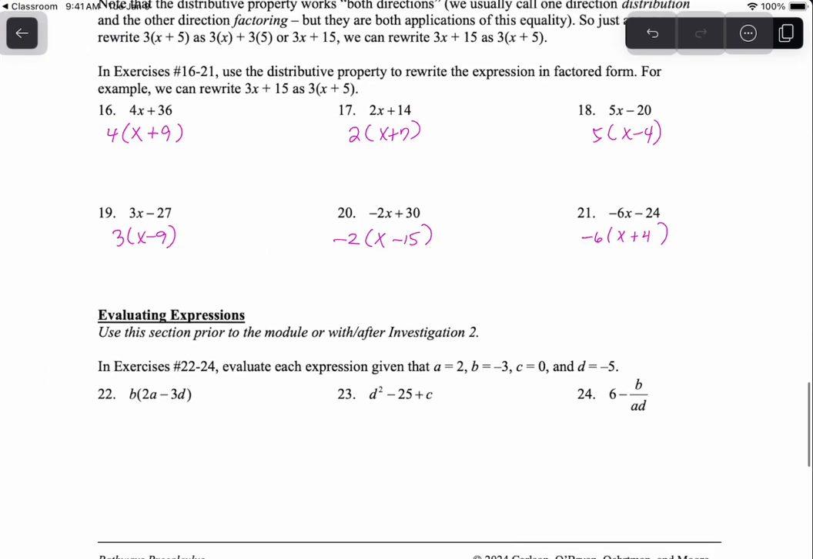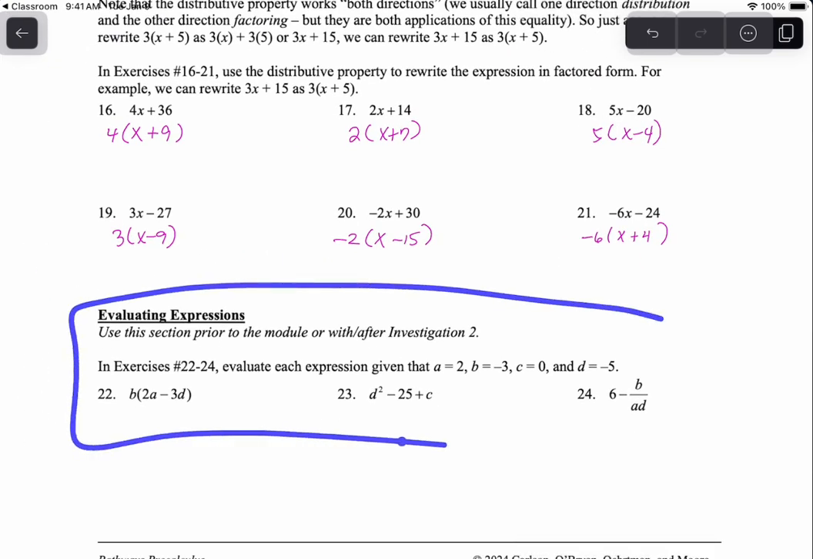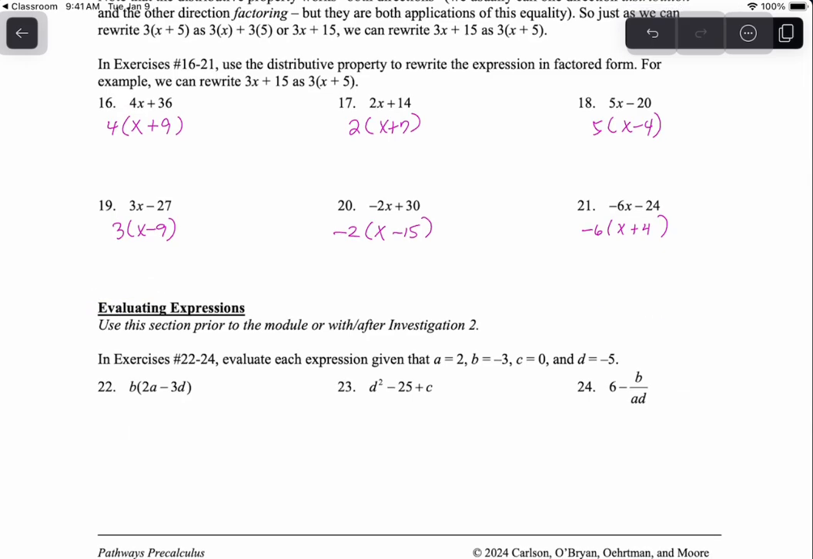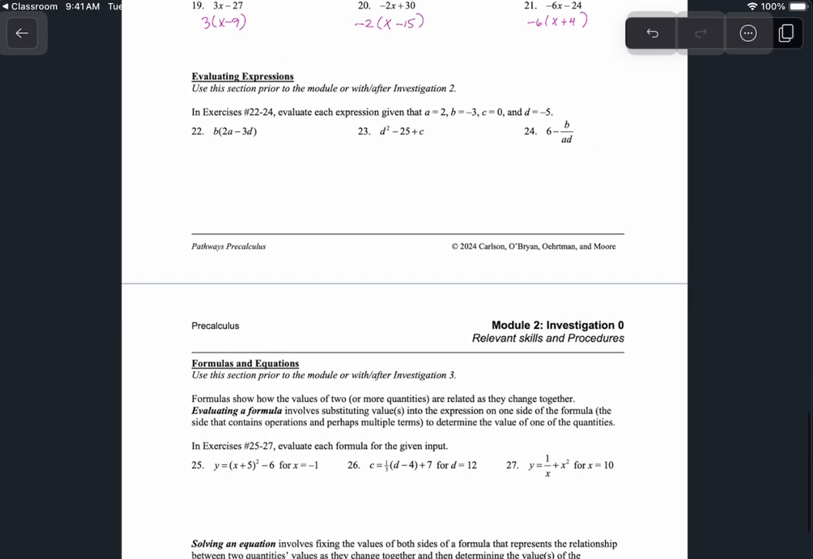Okie dokie. So do you see how this one says that we're going to use after investigation 2? Well, it's only those 3. Let's do those.